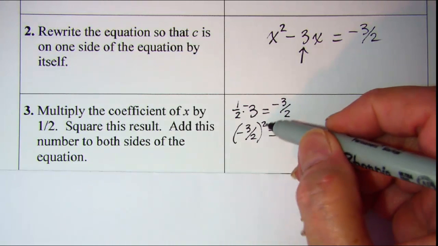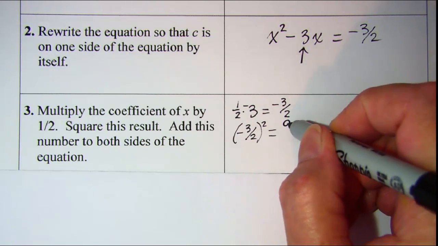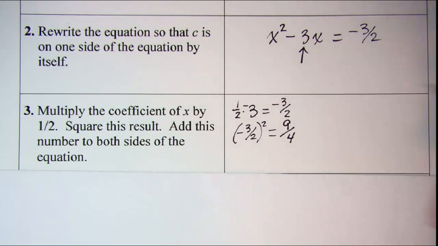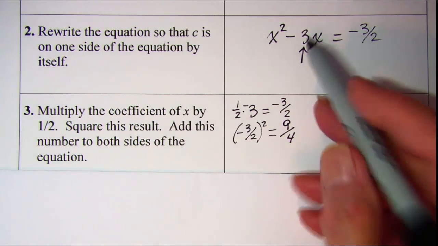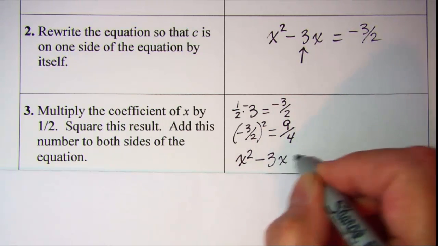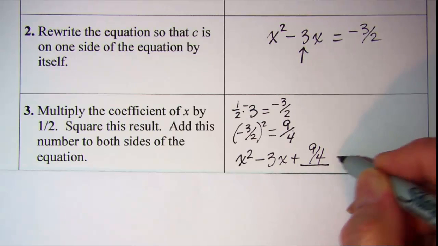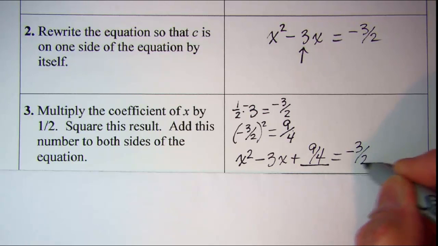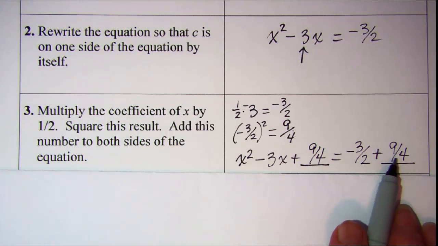When you square a fraction, you square the numerator. So negative 3 times negative 3 is a positive 9. And you square the denominator. 2 times 2 is 4. And then you add that number to both sides of the equation. So my equation now is x squared, just copying, minus 3x, but now I'm going to add 9/4 to the left side, and then on the right side I have negative 3/2, and I'm going to add 9/4 on the right side. You have to add to both sides.